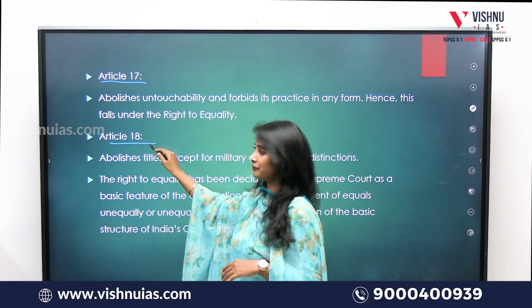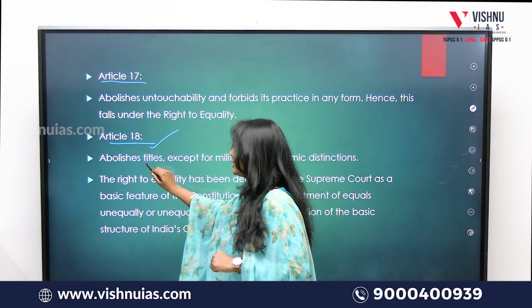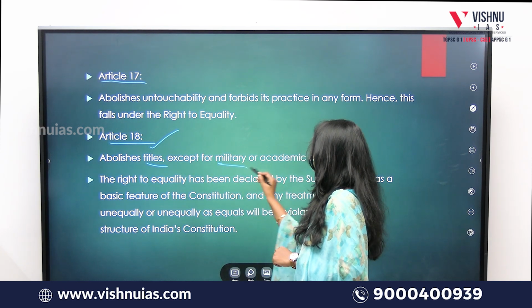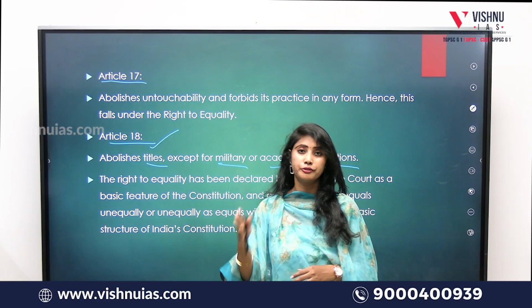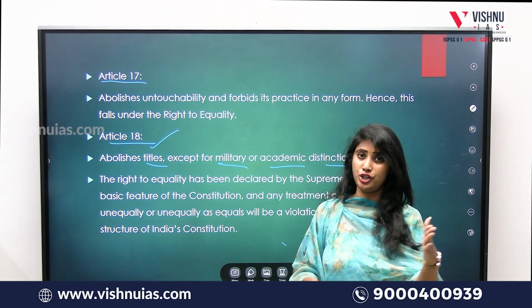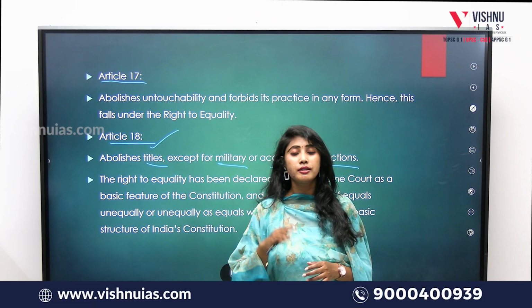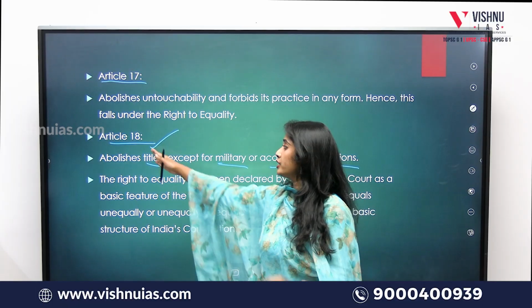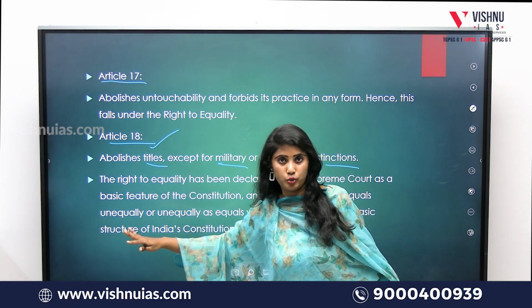And now Article 18. What does this say? How does this guarantee equality? It will be abolishing titles except for military or academic distinctions. Remaining all the titles are deemed to be abolished according to Article 18, thereby saying that yes, everyone is equal.